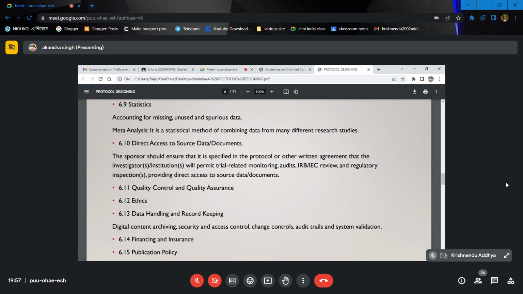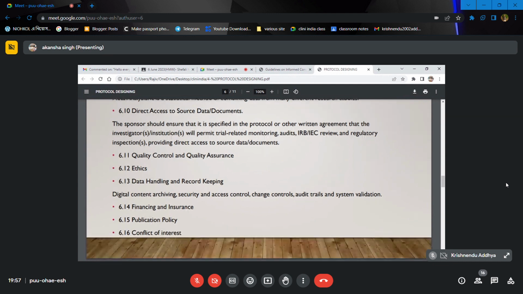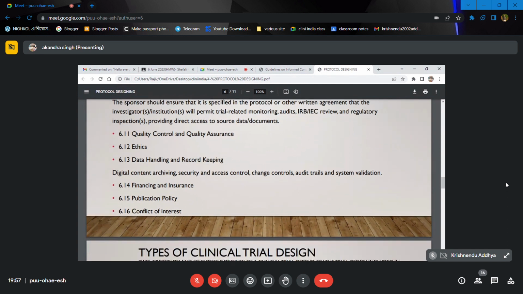So it is very important when these trials are being done in developing countries. Next is financial insurance and publication policies. They have separate agreements for that. It is not there in the protocol. So this is the way the protocol is being designed.